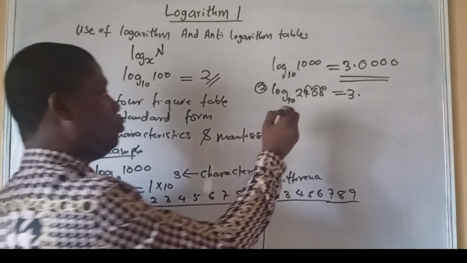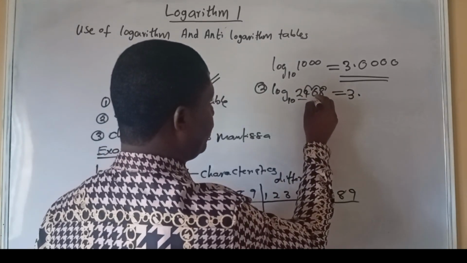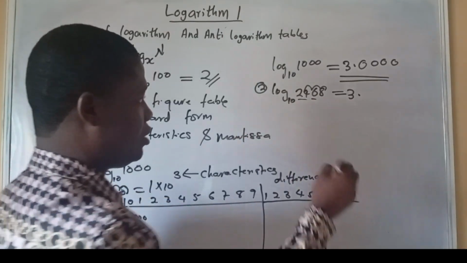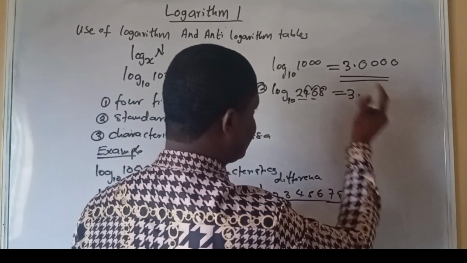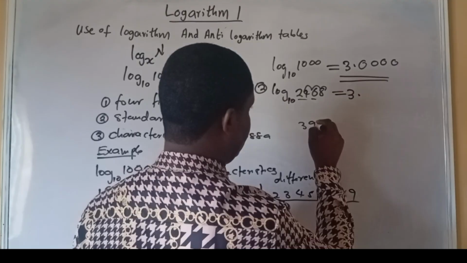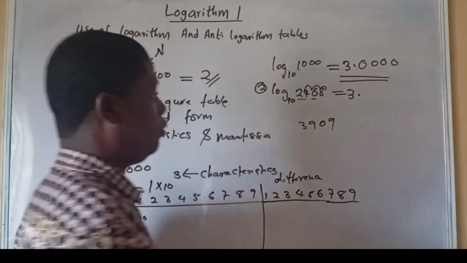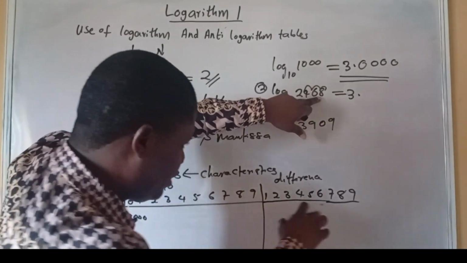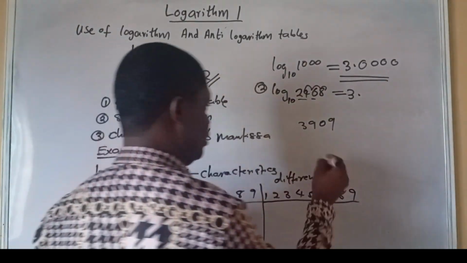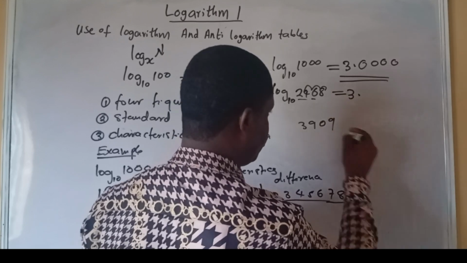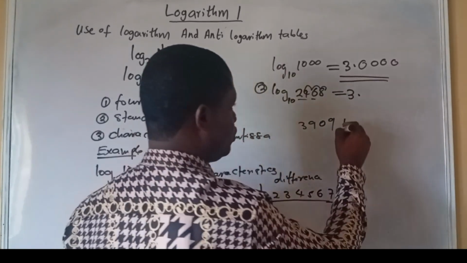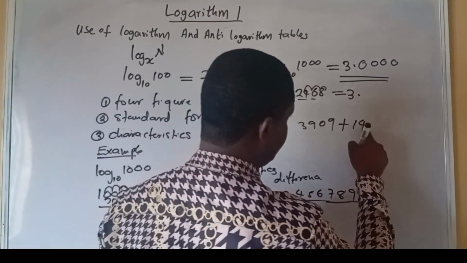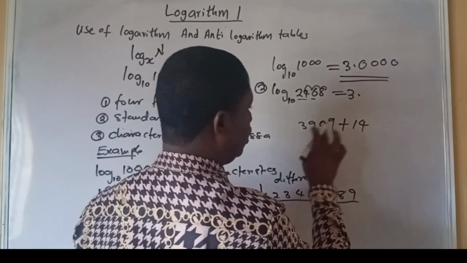Now we look for 24 under 6, difference 8. 24 under 6 will give you 3909. Now for difference 8, if you look for it under difference 8, you will see 14. Sorry, you will see 4. So you add 4 to this number, and you add the two of them together.